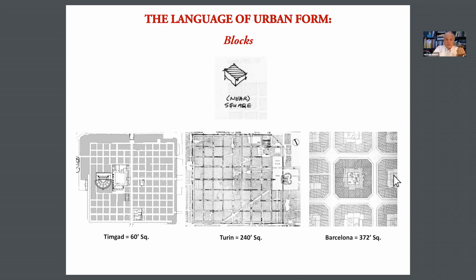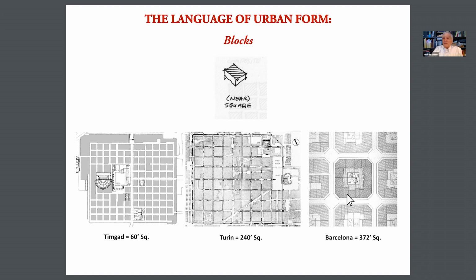In Turin, Italy, this is a composite plan of the Roman plan of Turin and the contemporary plan, or the present day city. The blocks are about 240 feet square. In Barcelona, the Cerdà portion of Barcelona, which we'll see in a moment, the blocks are 372 feet square. That's a very big block. But in China, it's not uncommon to find blocks that are 1,000, 3,000 feet long.